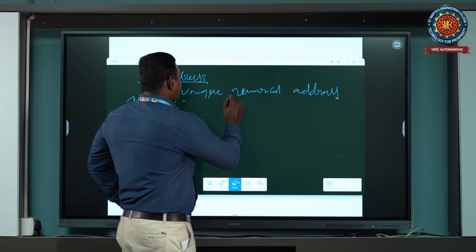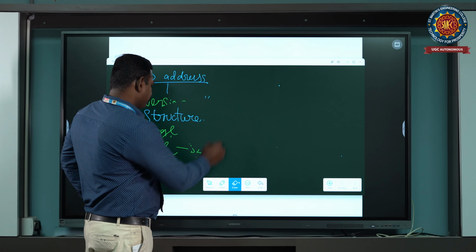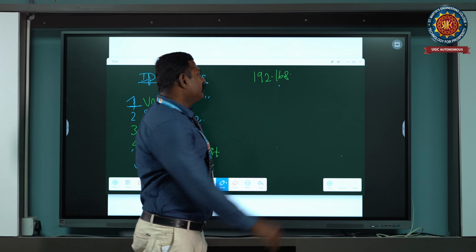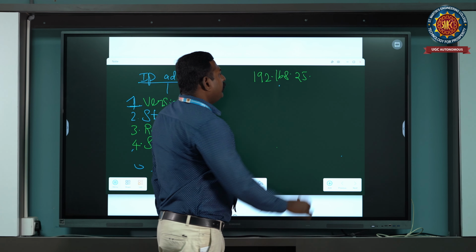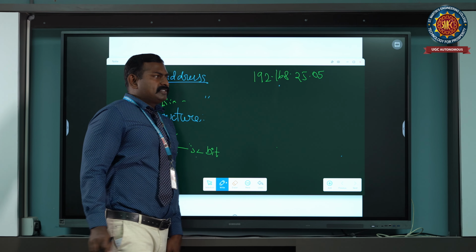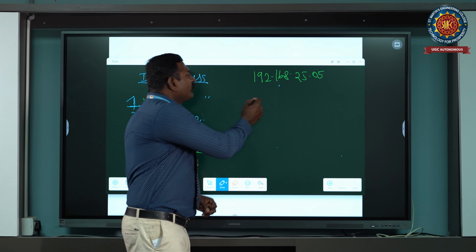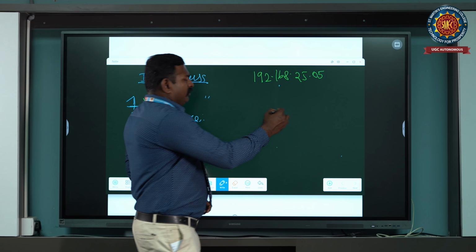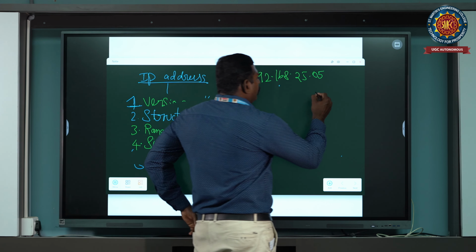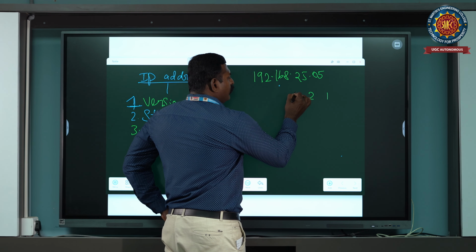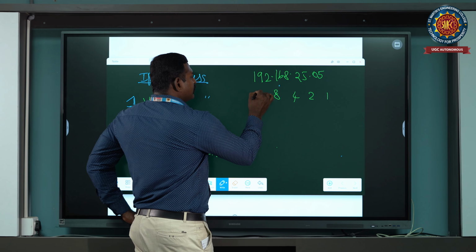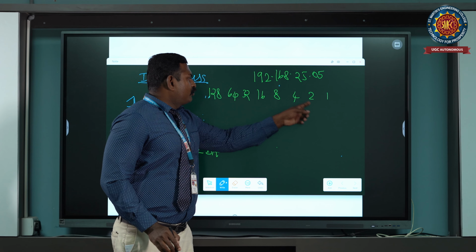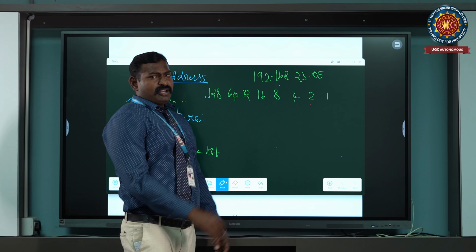For example, I am writing this. I am erasing this entirely. Look at this number: 192.168.25.5. Any number. Okay, this is the IP address. As I told you earlier, this is a class C IP address. Now, if we would like to convert this base 10 to base 2, for 8 digits we can write 1, 2, 4, 8, 16, 32, 64 and 128, the powers of 2. That is 8 numbers we have given here.